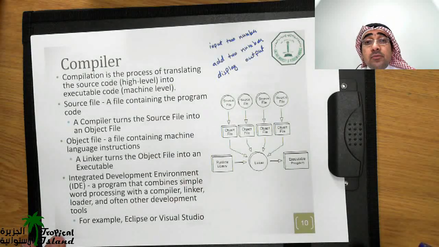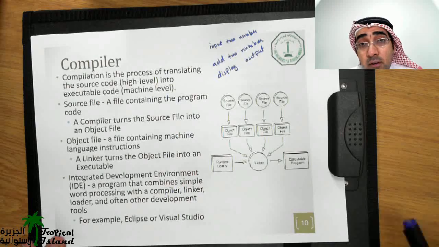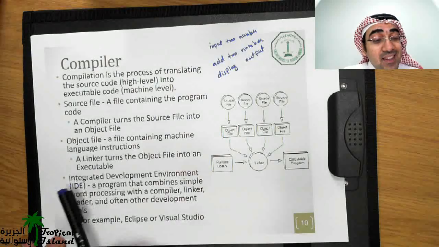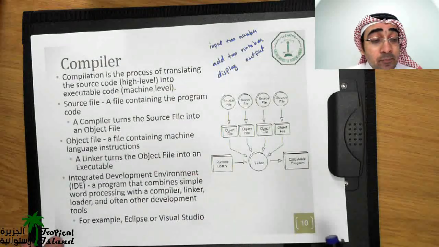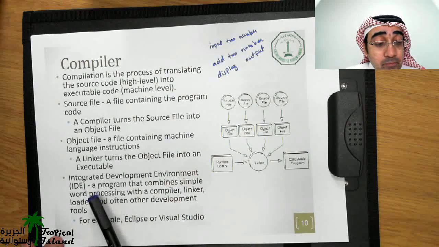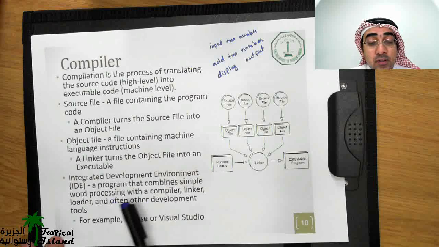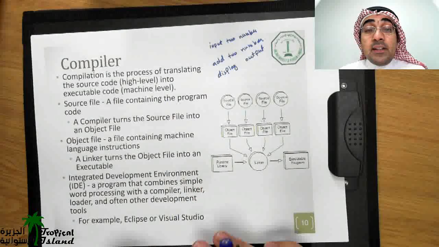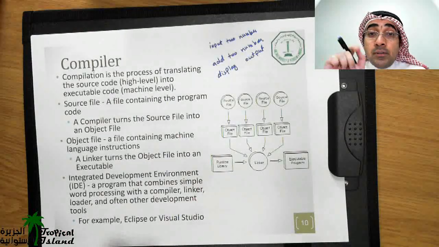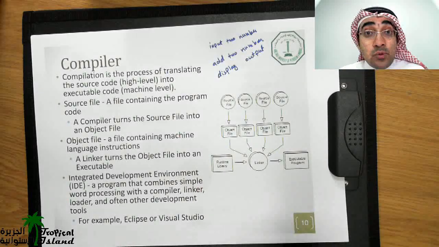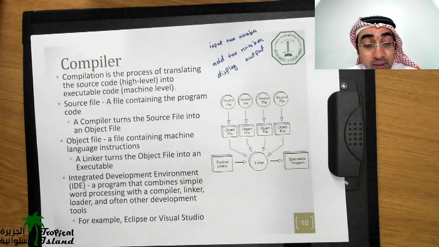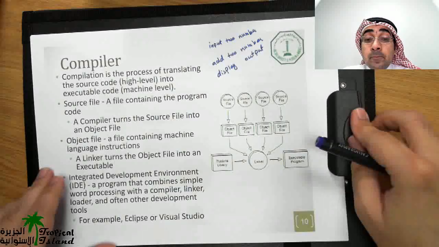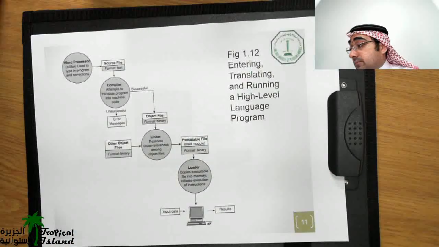But this is a hassle for the programmer, who has to have a compiler, a linker, and an editor. So they came up with a neat thing called an integrated development environment, an IDE. The IDE combines simple word processing, a compiler, and a linker in one place. You open the IDE, type your source code, and click one button, which compiles, links, and runs it for you. That's why it's called an integrated development environment. Examples are Eclipse and Visual Studio. You'll be using Dev C++ in our class.